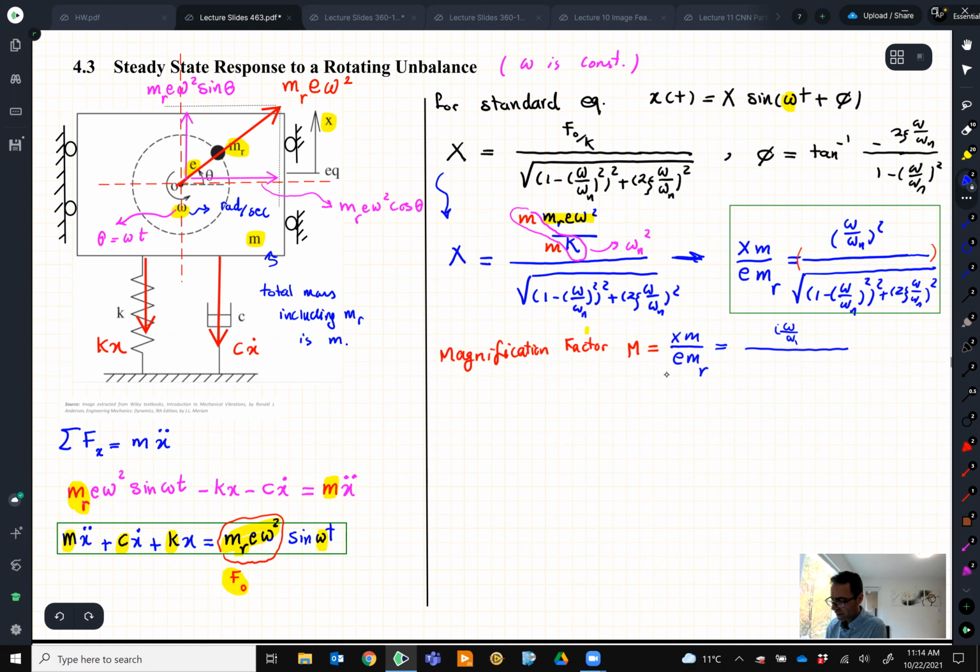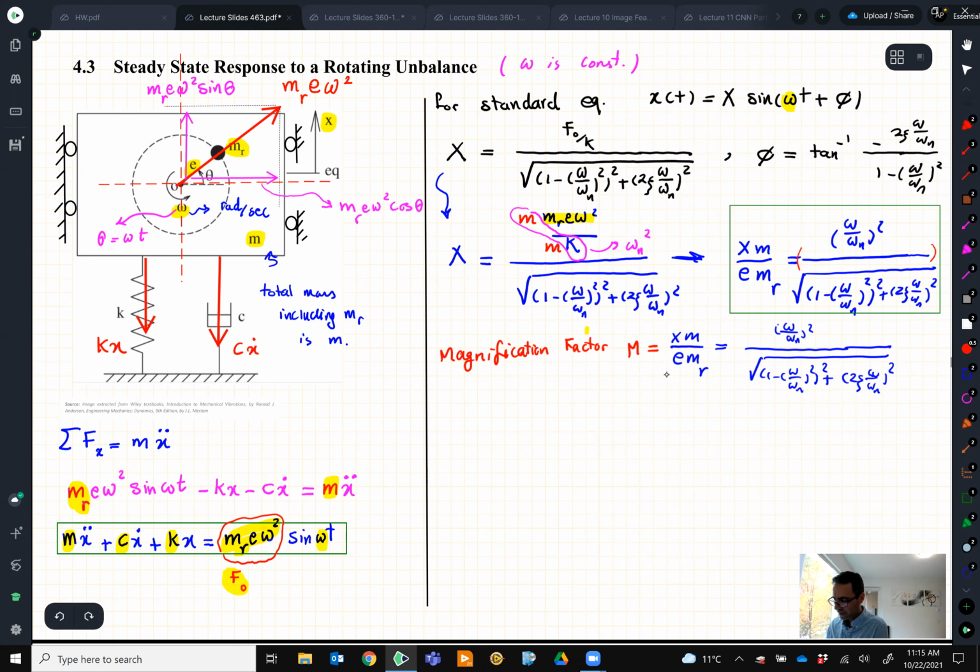omega over omega_n squared, over 1 minus omega over omega_n squared, plus 2 zeta omega over omega_n, squared. All right, so that is the new form of the magnification factor.